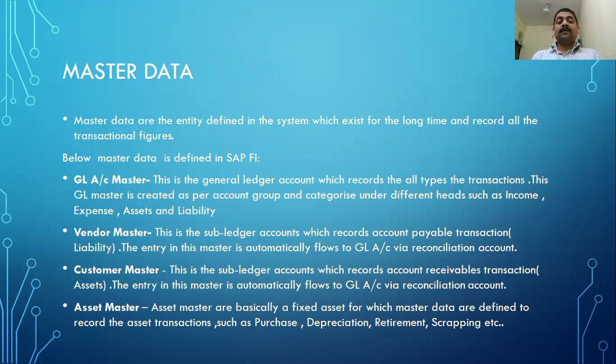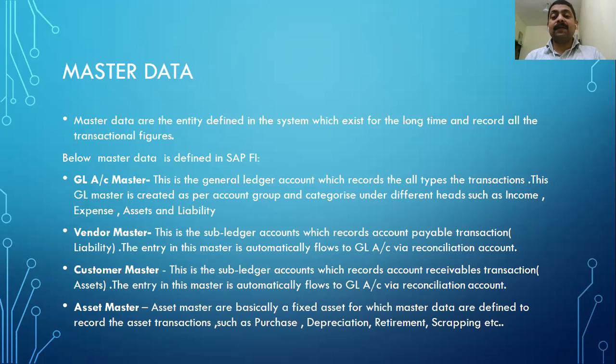And now we come to the master data. Master data are the entities defined in the system which exist for a long time and record all the transactional figures. The following master data is defined in SAP FI: GL master, vendor master, customer master, and asset master. The details of all this master data have already been shown on the slide. You may refer to that, but I will read it in one line so that you can understand it easily.